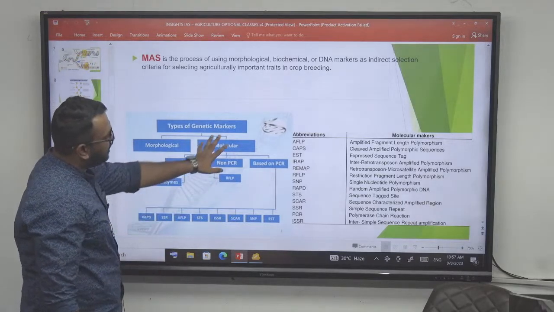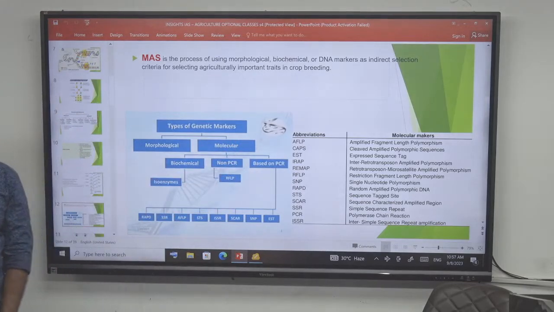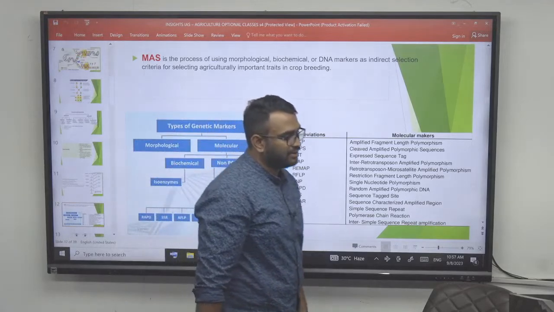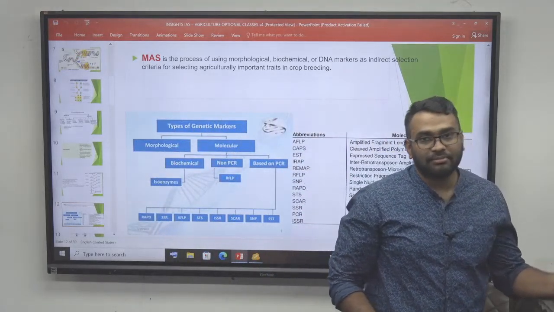Next one we'll take is MAS, that is marker assisted selection. Okay. So first we will understand what a molecular marker is. Then I will give you the structure you can follow in answer writing for molecular markers, right?